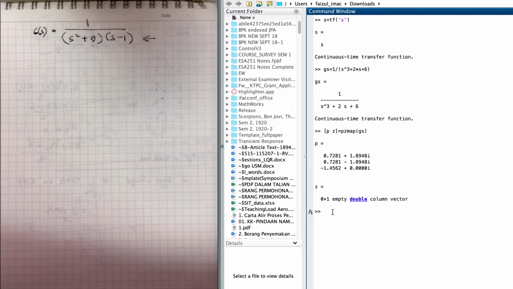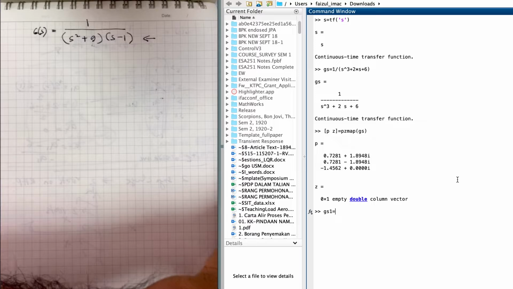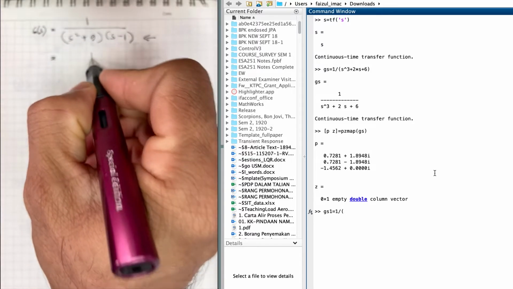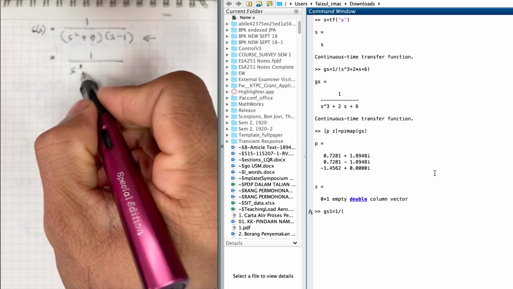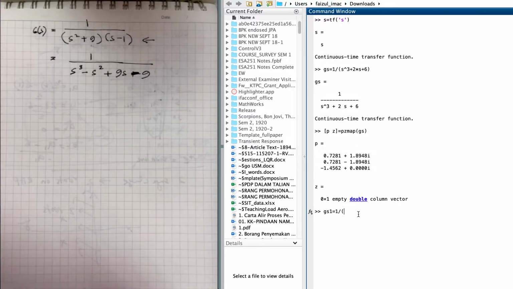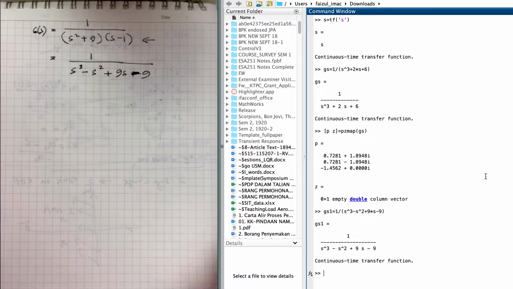So if we use MATLAB, we use G(s) for special case 2 equal to 1 over, and you need to multiply this out first. So we get s cubed minus s squared plus 9s minus 9. Then we can fill up this: s to the power of 3 minus s to the power of 2 plus 9 multiplied by s minus 9. Right, so we have that, and we run PZ map straight away.